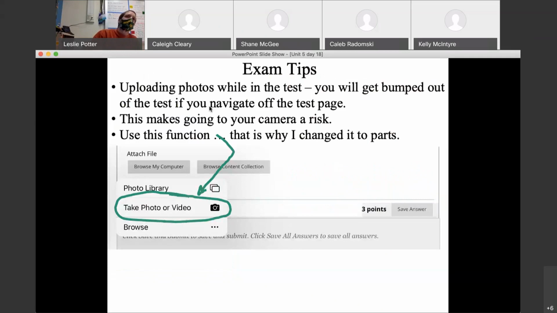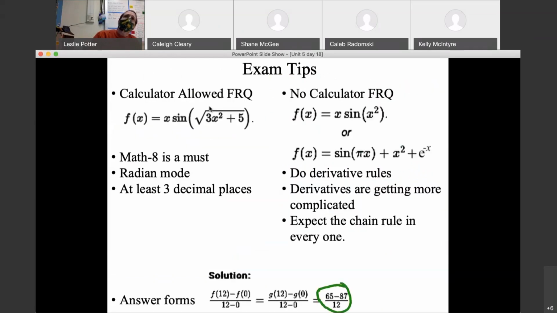Same old exam tips, but you're all getting really good at this. I don't think I've had to open up an exam for anybody in a long time. So about uploading your pictures and stuff like that, your photos, I think we're good there. Just want to keep throwing it at you here, okay?